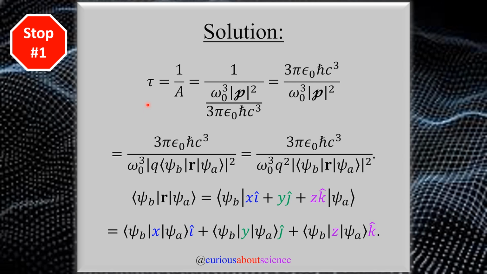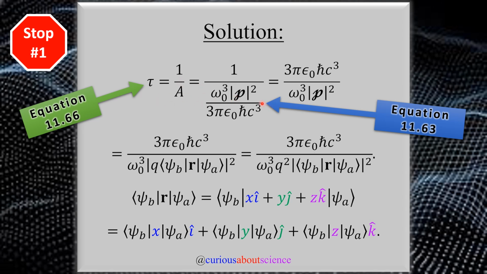To determine the lifetime of these various states, we need to calculate the spontaneous emission rate in terms of the electric dipole moment, where tau is the lifetime, A is the spontaneous emission rate given by 11.63 and 11.66 respectively, and the script P is the electric dipole. Remember that the dipole radiation is the source of the radiation that we see for spontaneous emission. Since we're dividing by a fraction, multiply by the reciprocal, easy enough.